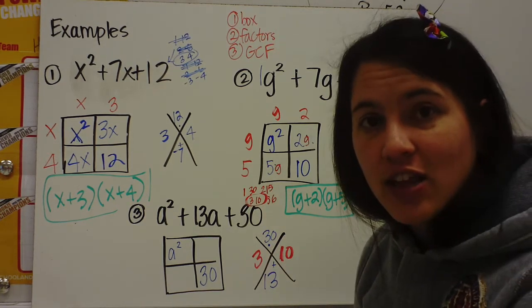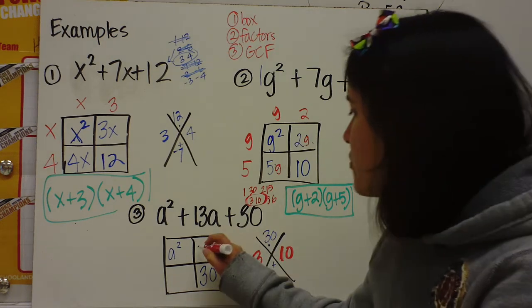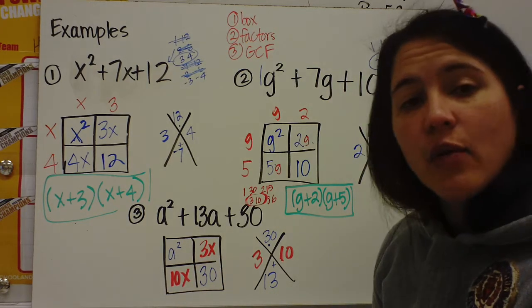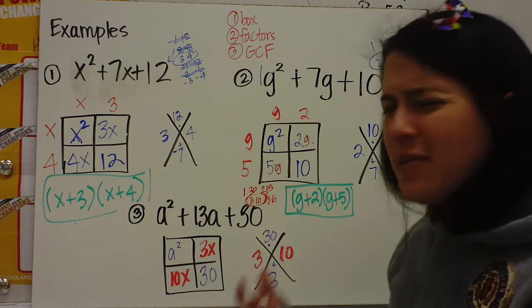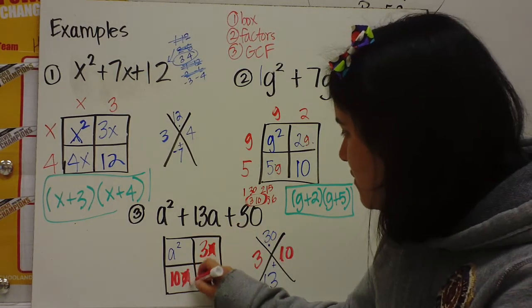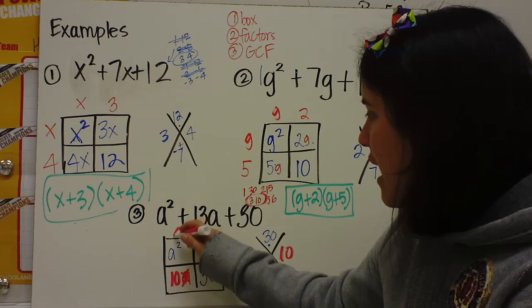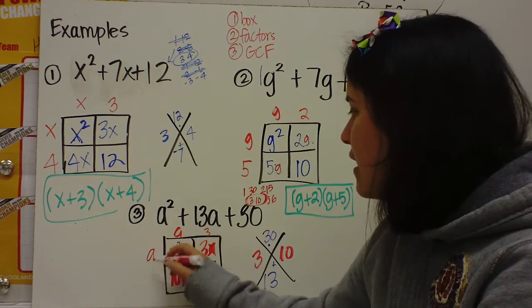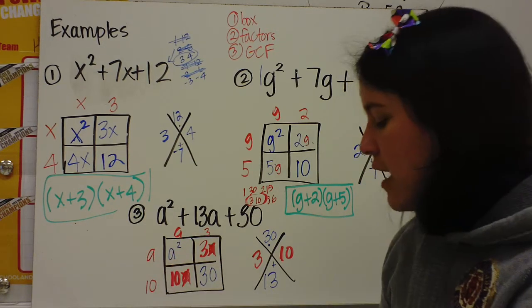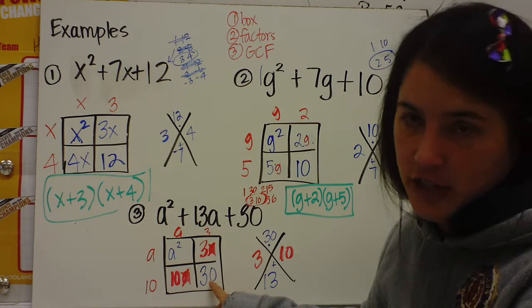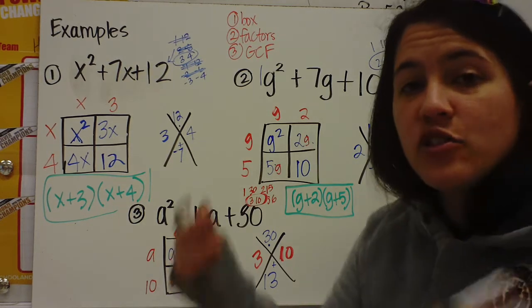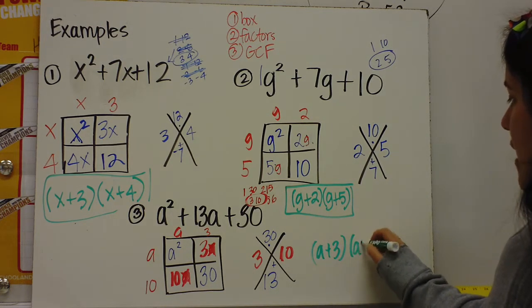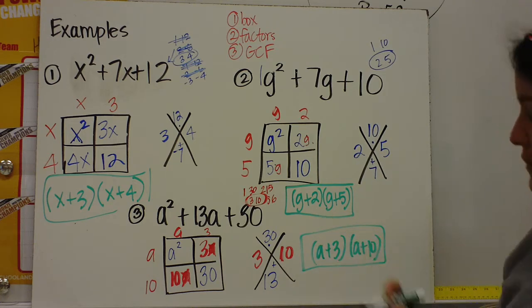3 times 10 is 30. 3 plus 10 is 13. So we're going to put a 3a here and a 10a there. Now we pull out our greatest common factor. I keep putting x. I'm sorry. This is an a and this is an a. So right here I can pull out an a. And right here I can pull out a 3. This way I can pull out an a. And this way I can pull out a 10, because 10 will go into 10 and 10 will go into 30. The last step is you rewrite it using your parentheses. a plus 3 and a plus 10. And that is your answer.